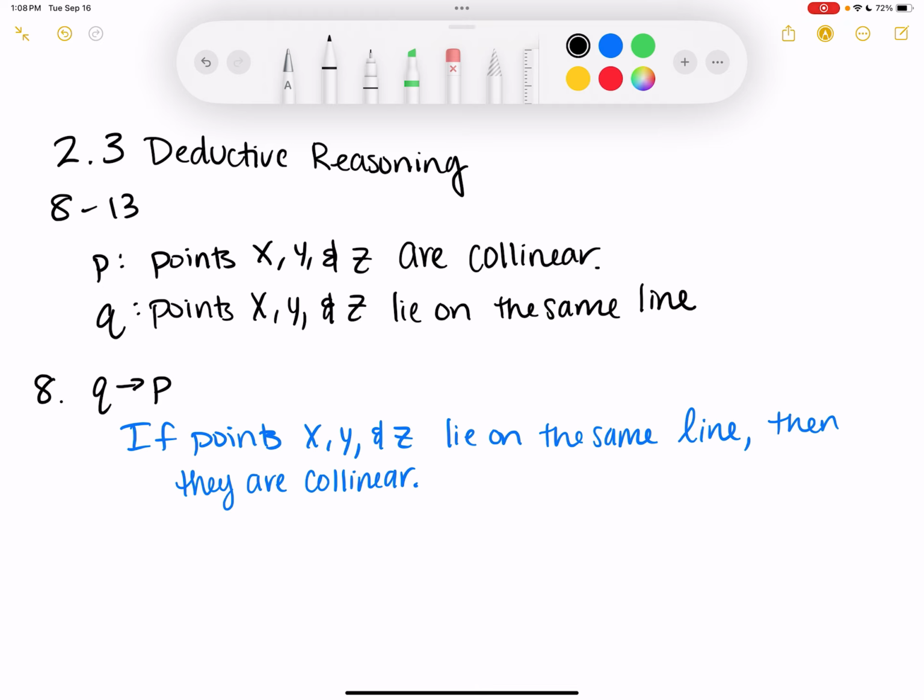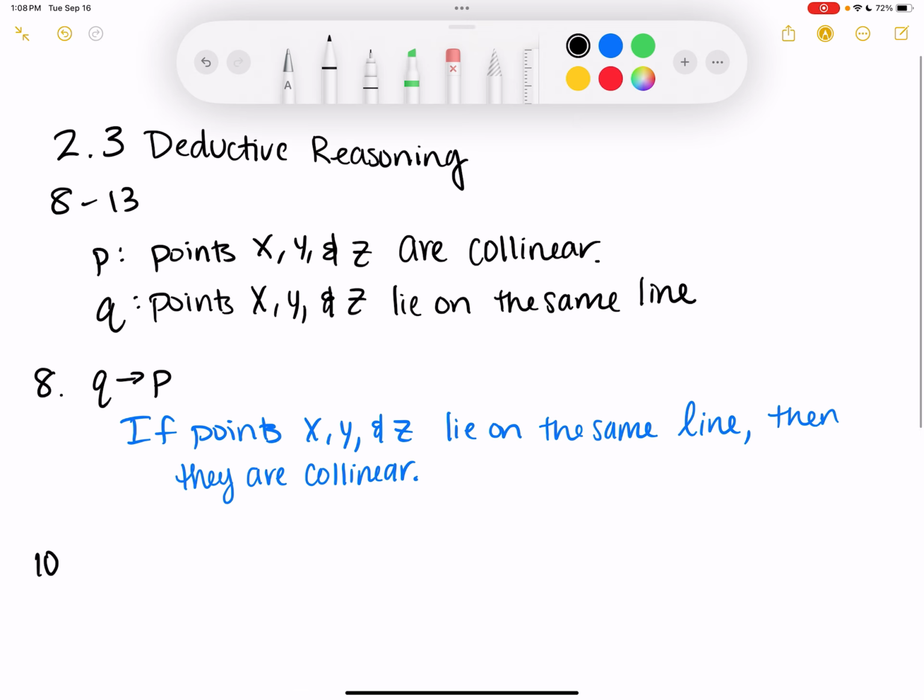They want us to do not P. So this would be points X, Y, and Z are not collinear.